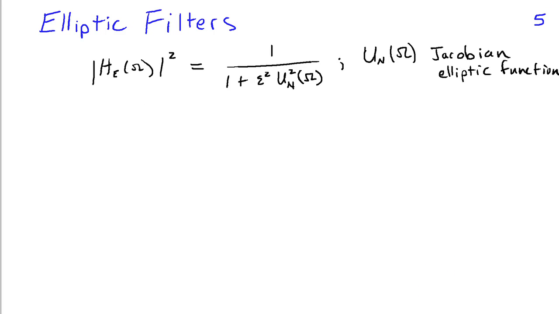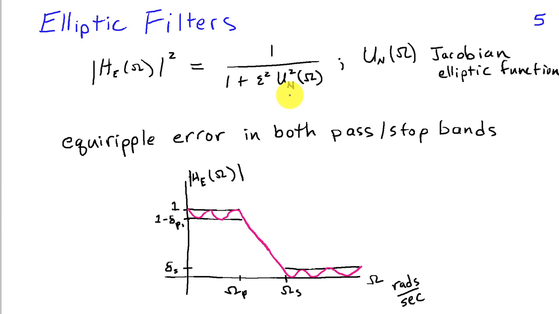Finally, we'll conclude with a very brief overview of an elliptic filter. The magnitude response squared for those takes the form of 1 over 1 plus epsilon squared u sub n squared of omega, where u sub n of omega is a Jacobian elliptic function. With this particular function, we get equi-ripple error in both the pass and the stop bands. So this filter has ripple in the pass band and the stop band, whereas the Chebyshev filters had ripple in either the pass band for the type 1 or the stop band for the type 2.